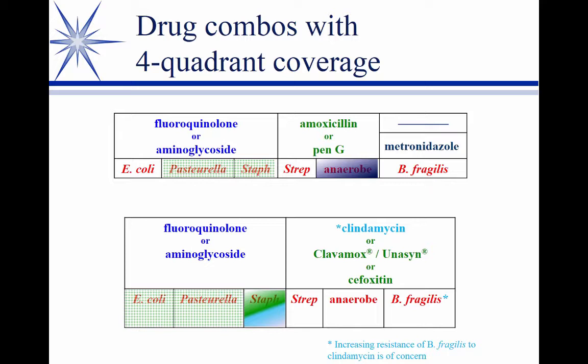All right, so these are going to get all of these E. coli's, your enterics, your non-enteric gram-negatives, your staph, whereas this group is going to get your streps and your anaerobes and your B. fragilis. Notice the little asterisk here that there are some problems with resistance of B. fragilis to the lincosamides. All right.